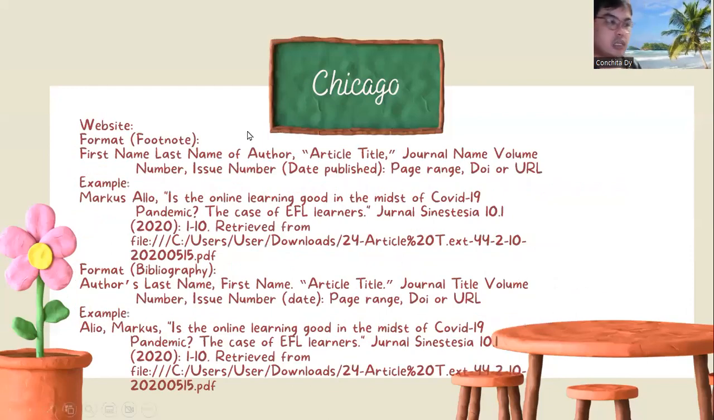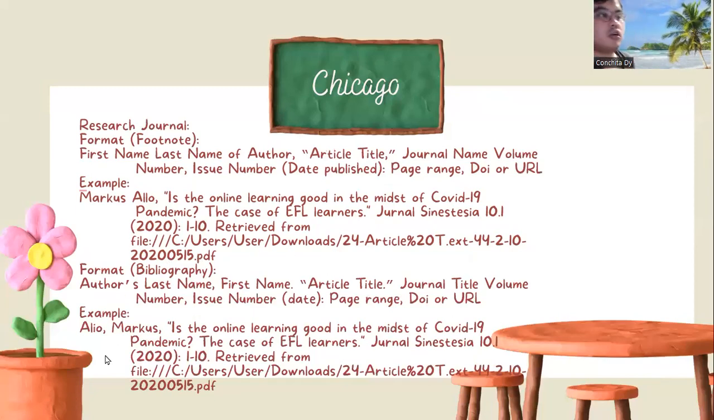So here is the website actually. Oops, this is not the website actually. This is the research journal actually. So when you're going to write the footnotes here, Marcos is the first name, the last name is Alio, then the article title is under the quotation mark. This is the article title, then this is the journal name, the volume number, the issue number, the date published, and the page range, and this is the URL.